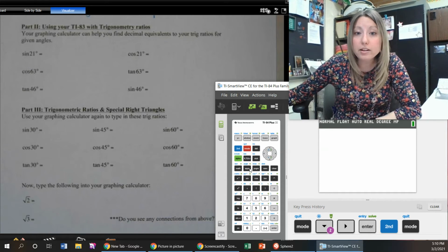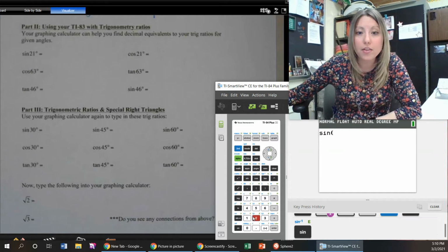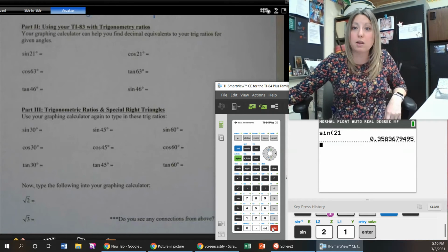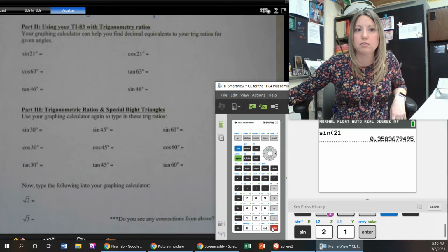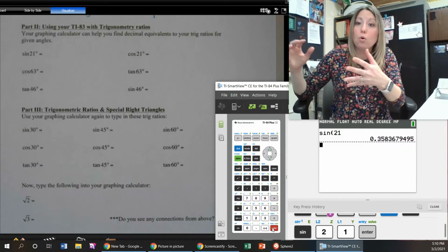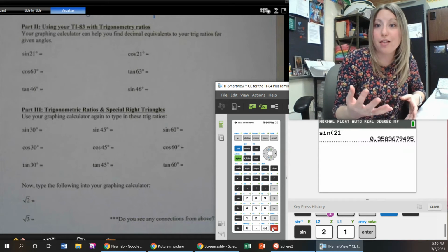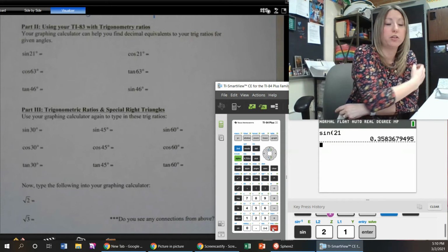Anyway, sine of 21, press sine, and then type in 21, and you get the ratio. I didn't even put the end parenthesis on because I'm getting lazy. I really shouldn't get lazy. But yeah, round to the 4 decimal places. So this would be the 10,000ths. These are the decimal equivalencies.